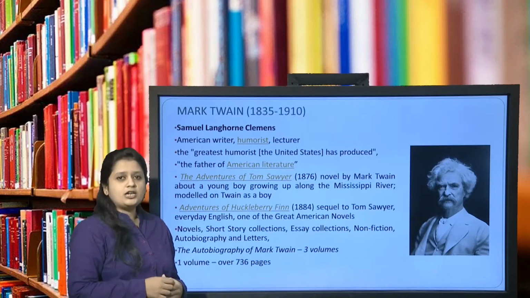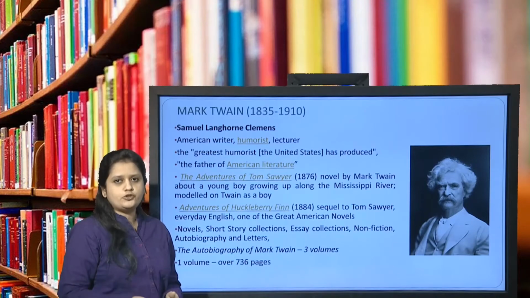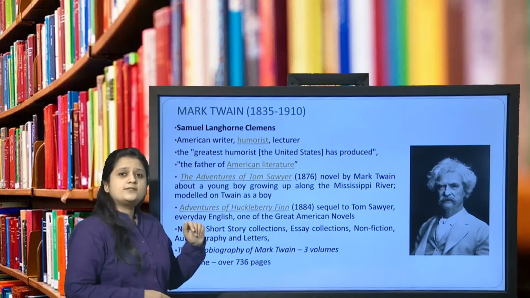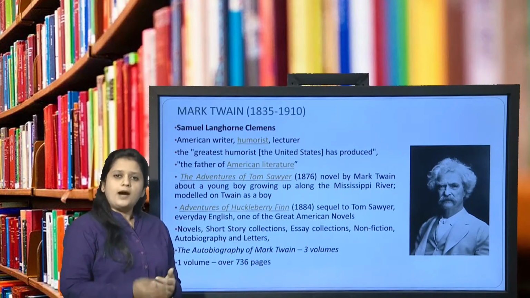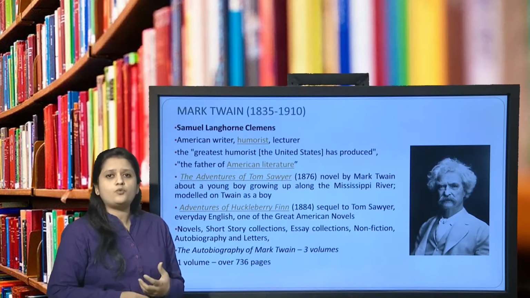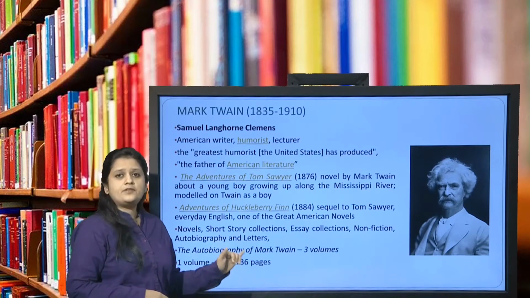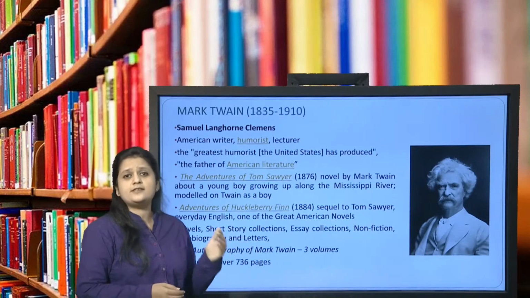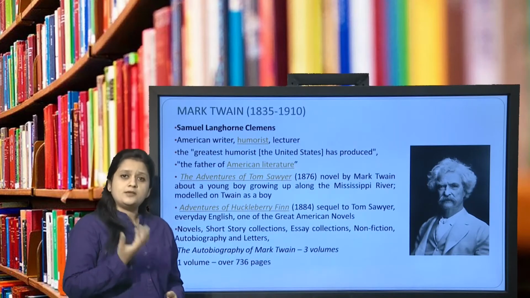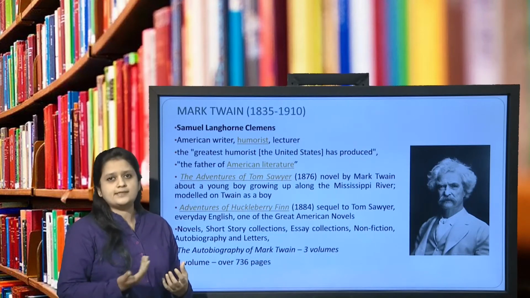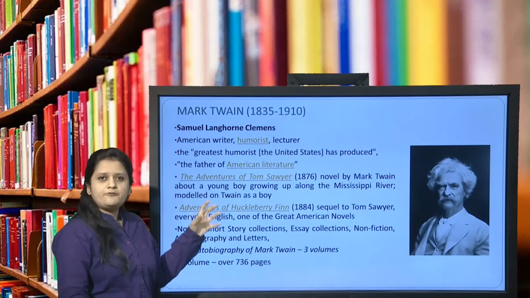So apart from novels, Mark Twain also wrote a lot of short stories. He has numerous short stories to his account. He also wrote essays and collections of essays, non-fiction also. His autobiography runs into three volumes. Mark Twain has written his life in three volumes. Each volume is over 736 pages. So one of the volumes is so long that it amounts to 736 pages. So we can just imagine the caliber of a writer and how he portrays his life in letters. So this is a brief biography of Mark Twain.